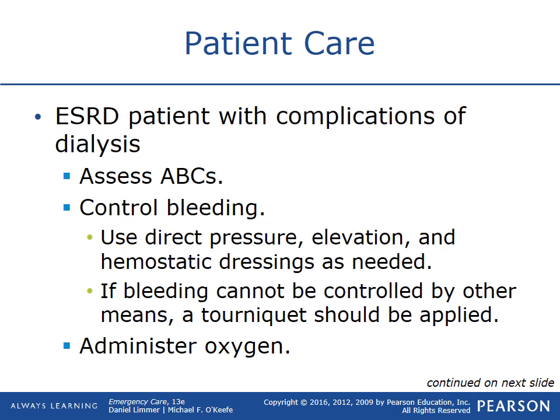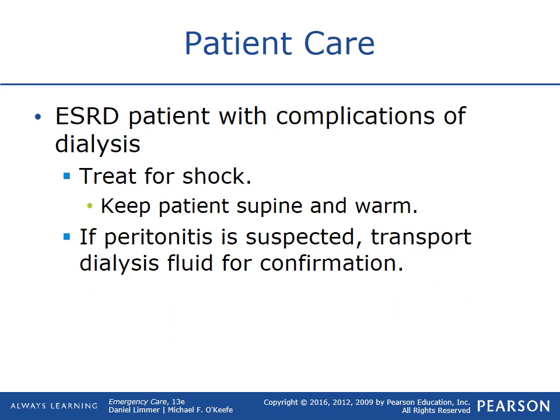End-stage renal disease patient with complications of dialysis. If you have that patient, you need to take care of their ABCs and control any bleeding, using direct pressure, elevation, and even a hemostatic dressing if you need to. If bleeding can't be controlled by other means, you can put a tourniquet on and then give them oxygen. Treat them for shock, keep them lying down and warm, and if peritonitis is suspected, transport the dialysis fluid to confirm that.